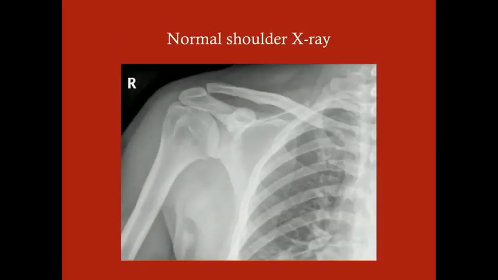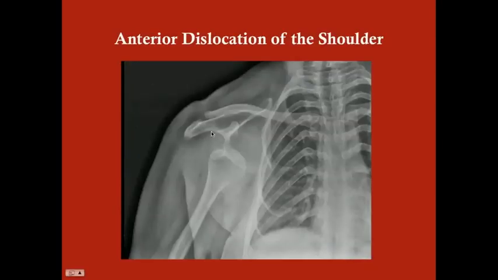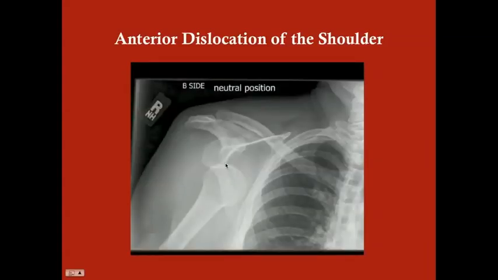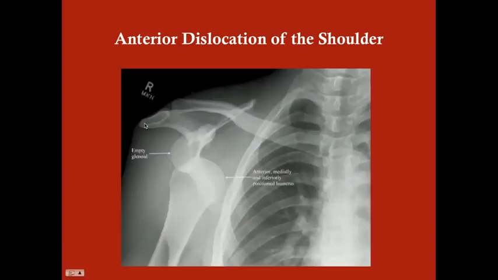So here's a normal shoulder x-ray. Remember the nice parallel communication between the humeral head and the glenoid fossa. Here's an anterior dislocation. So this is a really bad one. They're not always this obvious. This is totally located out. The humeral head is totally located outside of the glenoid fossa. Here's another one, really bad one. I'm picking the really bad ones to show you first. Yeah, so there's the empty glenoid and the position of the humerus.